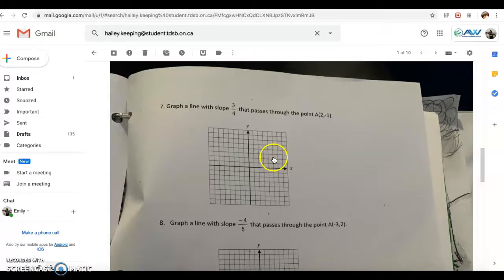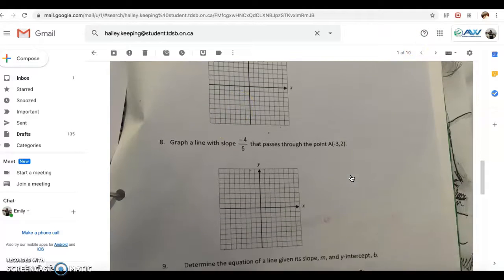You can't go over 4 again from there. So another way to find points would be to go backwards instead. Instead of going up 3 and to the right 4, we could go down 3 and to the left 4. And that would give you another point on the line there. Okay, and then you just use a ruler to connect them.